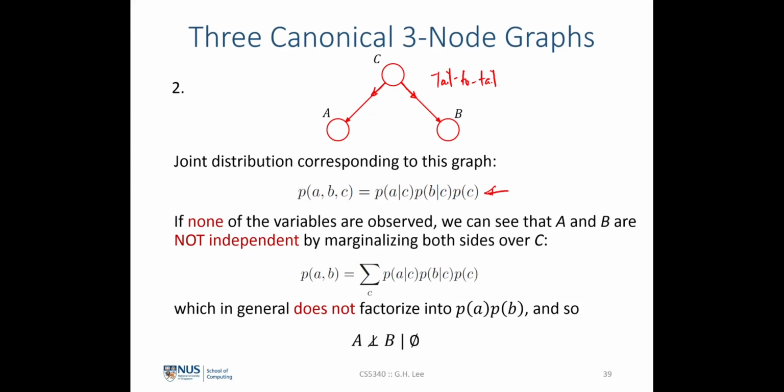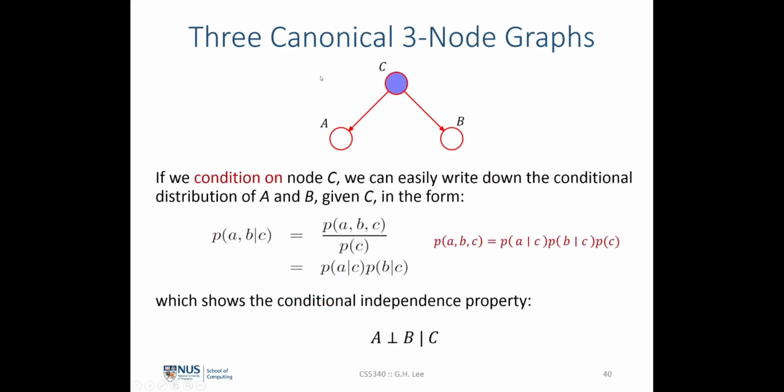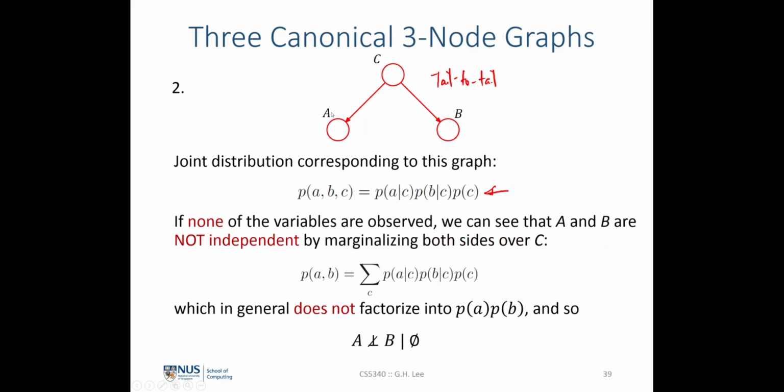So in general, if none of the random variables are observed, then A and B are not independent. We can see this by writing the expression here. The joint probability of A and B, they are not independent if we marginalize the joint probability of A, B, and C over the random variable C. We can see that in general we cannot evaluate this term further, where A and B are still dependent on the random variable C.